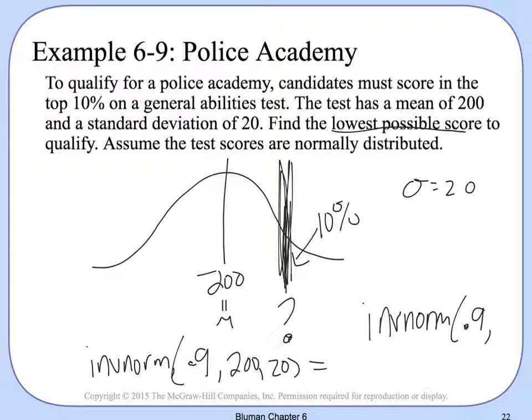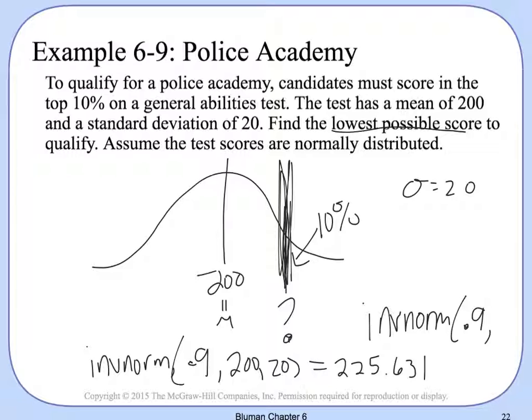And Levi, what'd you get for an answer for that? 225.631. Say that one more time. 225.631. Okay. I just heard the 5 and I'm like, there's no way it could be a score of a 5.